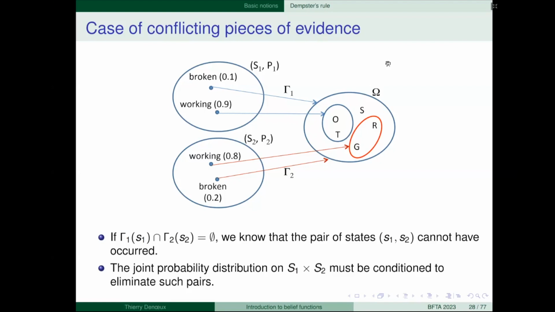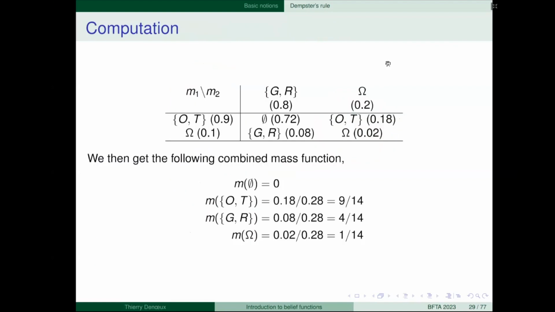Okay. So here we do this here. We have these four possibilities, but this one gives us the empty set. So we want the mass here to be 0. Conditioning here amounts to putting a 0 on the empty set and renormalizing the other masses so that the sum remains equal to 1.